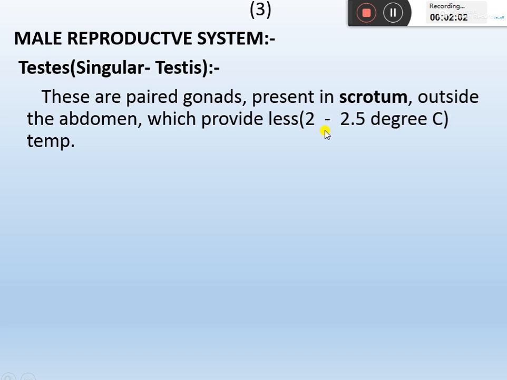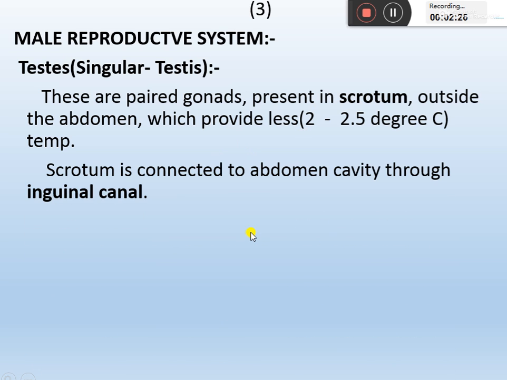Initially, in the embryonic stage, the testes are located in the abdomen, but before birth, they descend outside the body into the scrotum, the bag-like structure, which provides the lower temperature necessary for the growth of the sperms. The scrotum is connected to the abdominal cavity through the inguinal canal.